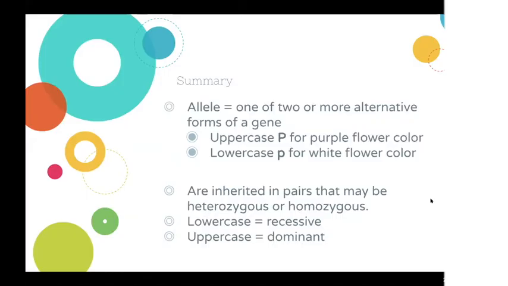So in conclusion, an allele is one of two or more alternative forms of a gene. It will be uppercase P for purple flower color, lowercase p for white flower color in this situation. They are inherited in pairs that may be heterozygous or homozygous. And lowercase is recessive, and uppercase is a dominant allele.